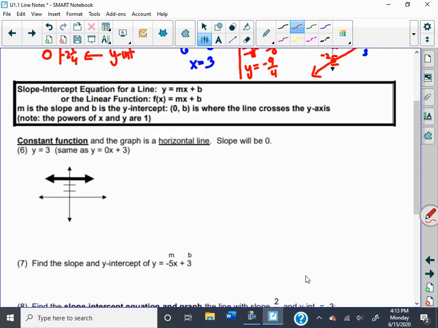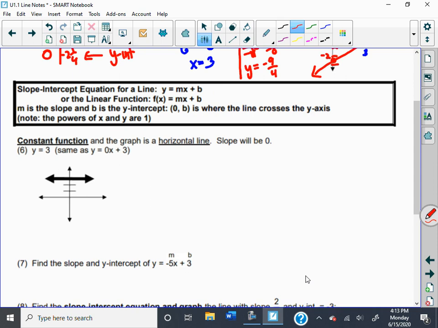Slope intercept. So that's y equals mx plus b. I should be familiar with that. If we were writing it as a function, we just replace y with f of x. So anytime you see f of x, you can replace it with y. Don't get hung up on function notation. m is the slope, and then the y-intercept is (0, b). Whatever b is, that's your y-intercept. That's where it crosses the y-axis.